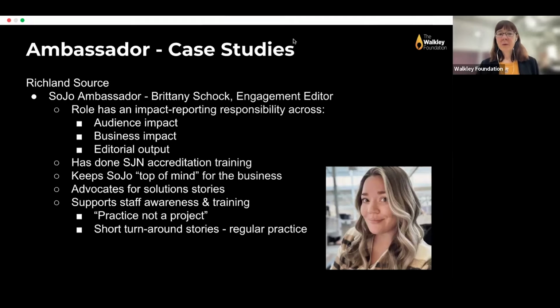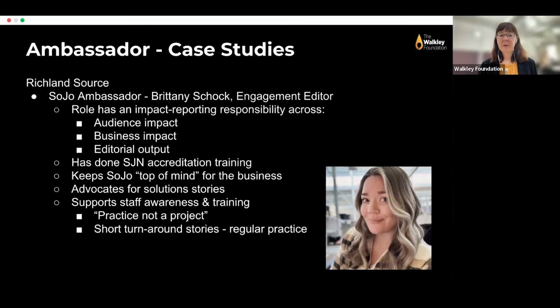So her role, it's a good choice for that role because she has an impact reporting responsibility across audience, business, and editorial. She's a Solutions Journalism Network accredited trainer. There are now a few of those here in Australia. I'm one. There's Catherine Roth in Adelaide, and there's a couple of others, I think, coming up. So there's a growing number of Australians who have the ability to run accreditation training if your business wants to do that. She has to keep solutions journalism top of mind for the business. That's part of her job.